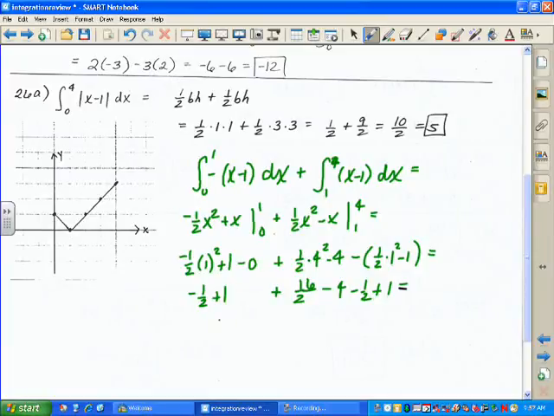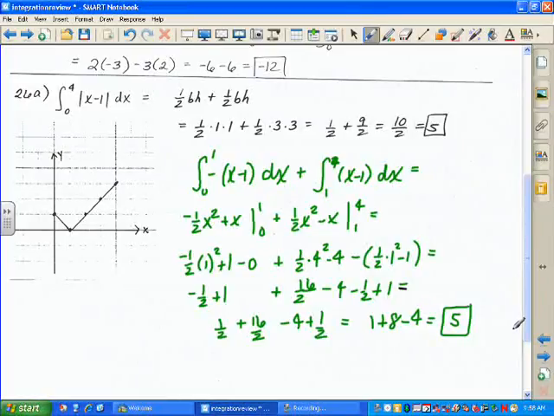Let's see, this will be a half and 16 halves minus 4 plus a half. So it looks like 1 and 8 minus 4. Any questions?